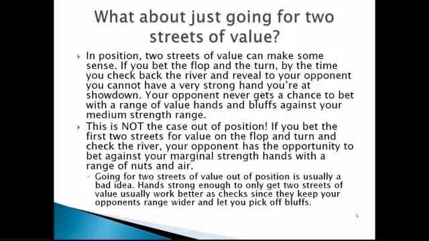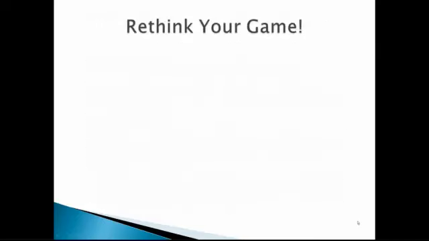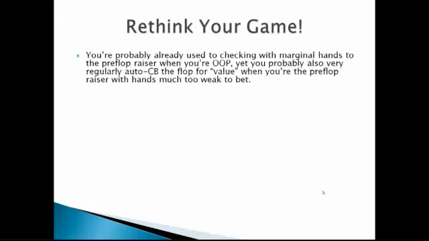That causes a lot of problems, and it makes for a lot of tough river spots when you're just auto continuation betting with marginal strength hands on the flop and turn, because you think, hey, well, at least when he calls the flop, I'm getting some value. So if you're like me, then once you start to realize all this stuff, what you really need to do is rethink your game. You're probably already used to checking with marginal hands to the preflop raiser when you're out of position. Yet you probably also very regularly auto c-bet the flop for value when you're the preflop raiser with hands too weak to bet.